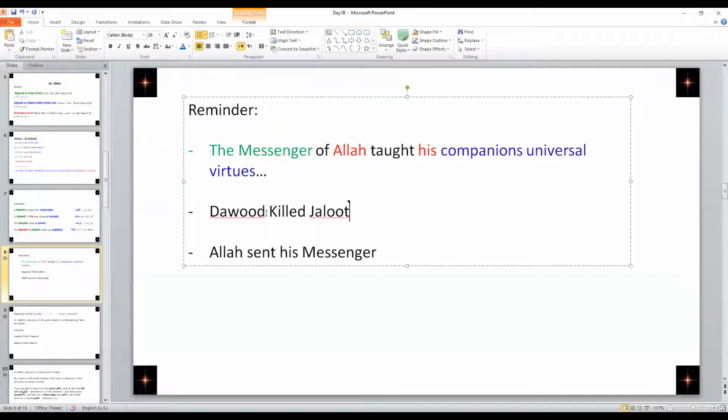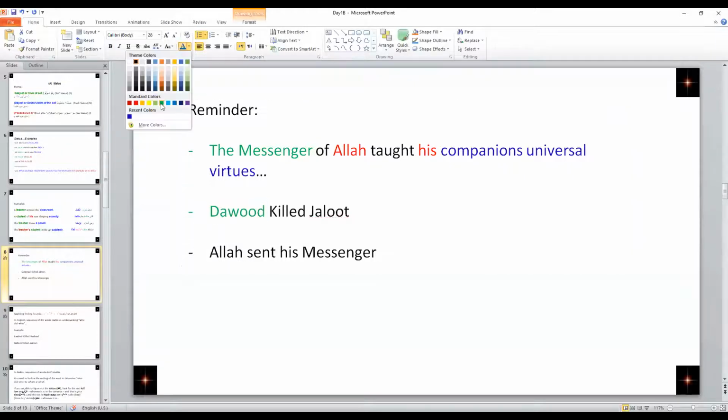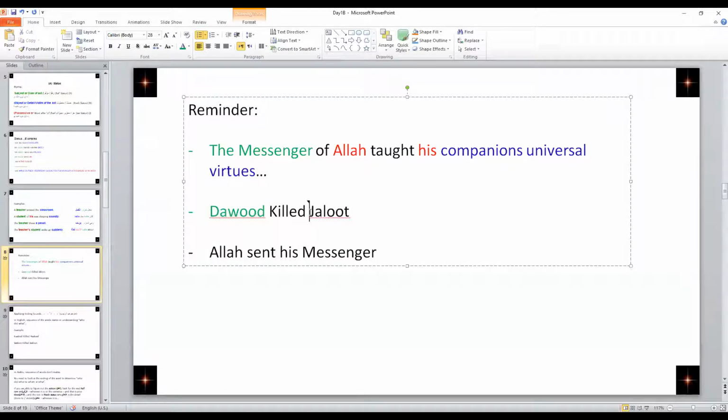Again, Dawood killed Jalut. So there is a killing that happened. Now, Dawood did the killing, so Dawood should be in green. Jalut, who was killed, should be in blue, because it's the one that received the action.